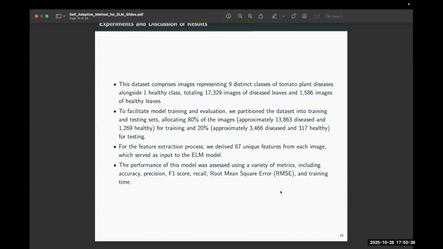So for the data set, like I told you, it has 9 distinct classes of plant diseases with 1 healthy. And look at the total here, about 17,329 images of diseased leaves, and 1,586 healthy. So you can see the class is highly imbalanced.